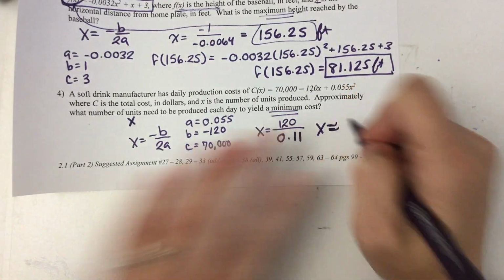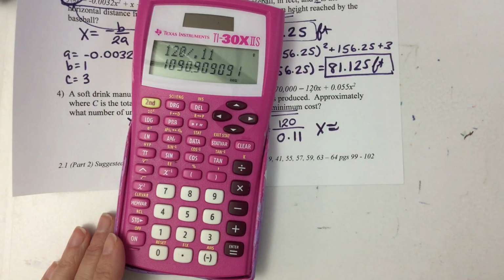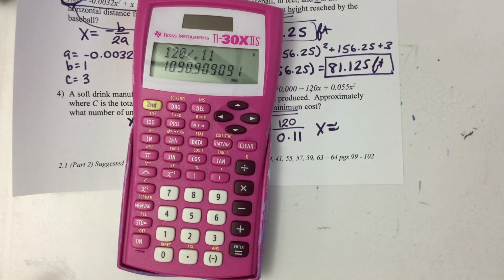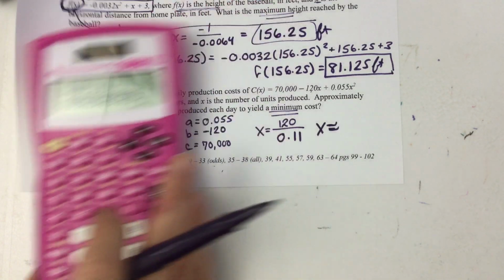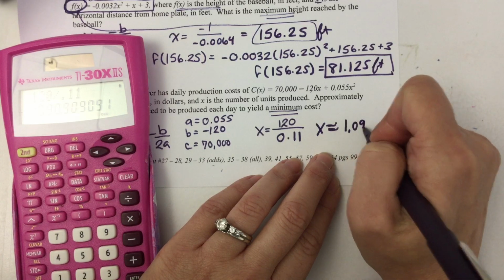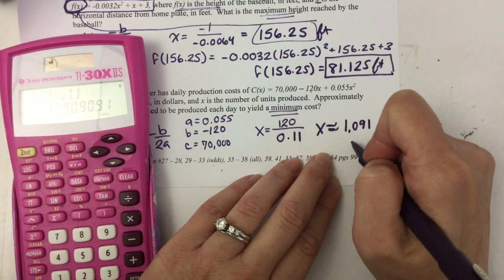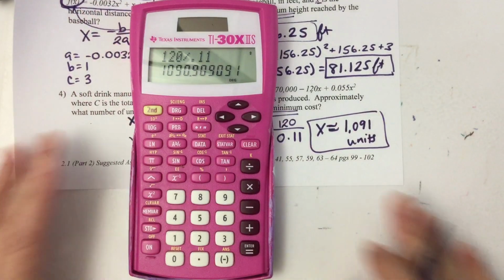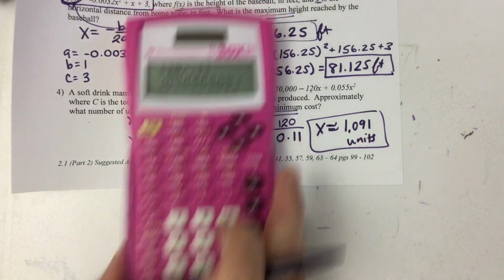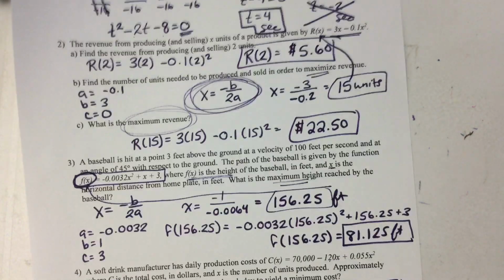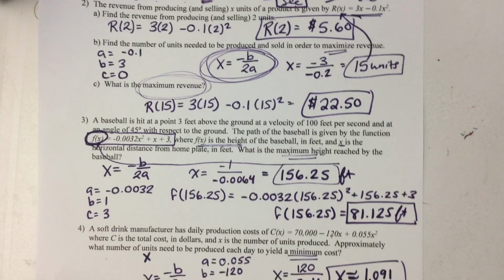It is approximately, if you're going ahead and calculating this with me, holy smokes, look at that. So we're going to have to round it to the nearest whole unit because you can't make 0.9 of a soft drink. Okay, so if I go ahead and look at this, it's approximately 1,091 units. Because this tells me it's 1,090.9, so we would round to the nearest unit, 1,091 units. That, my friends, is the second part of 2.1.